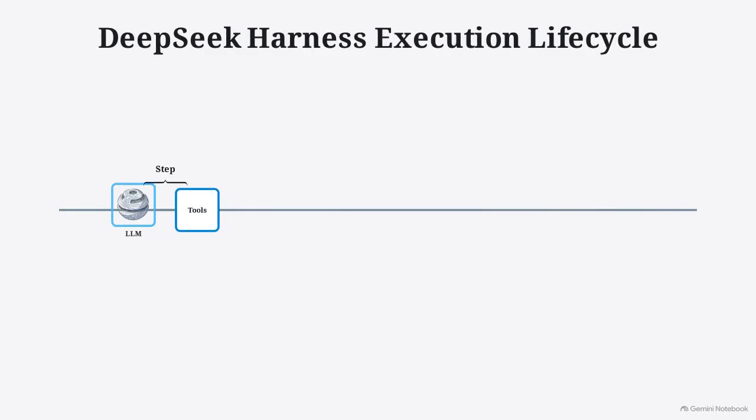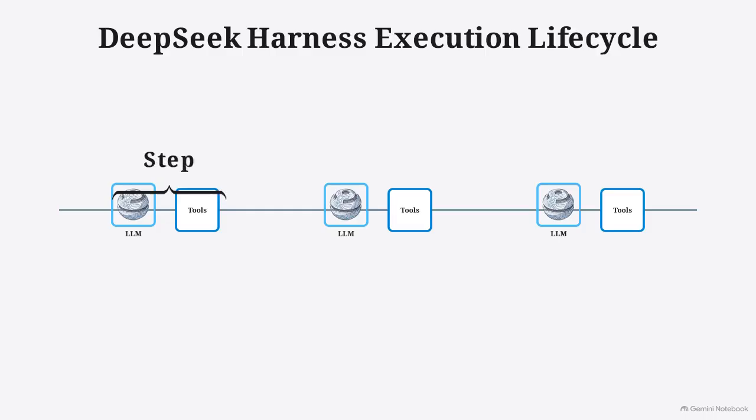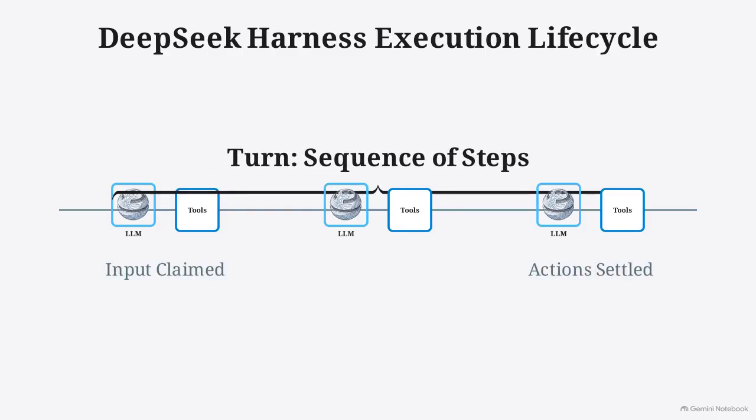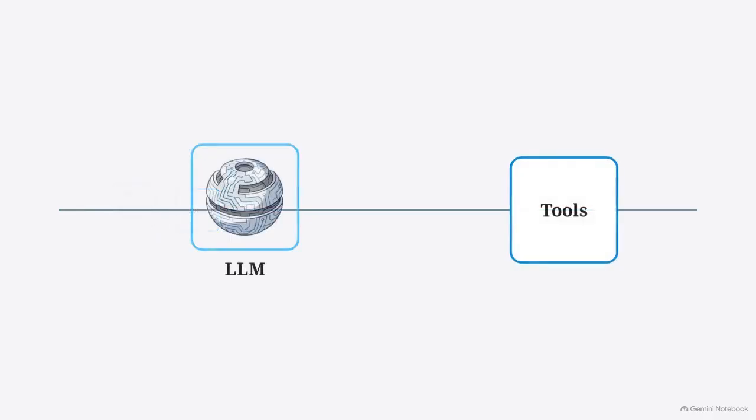DeepSeek Harness separates execution into specific phases. A step represents one single request to the language model and the execution of any tools it decides to call. A turn is broader. It encompasses a sequence of 0 or more steps. It begins when the agent claims an input and closes when actions are fully settled. Transitions between phases are governed by a waterfall event middleware.